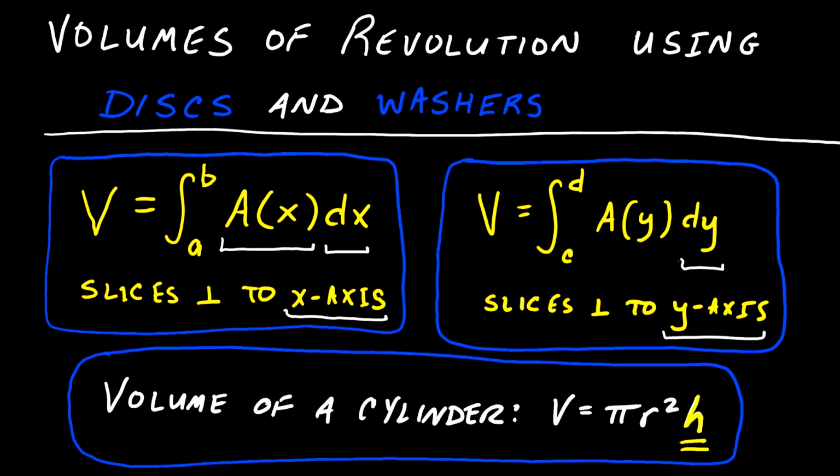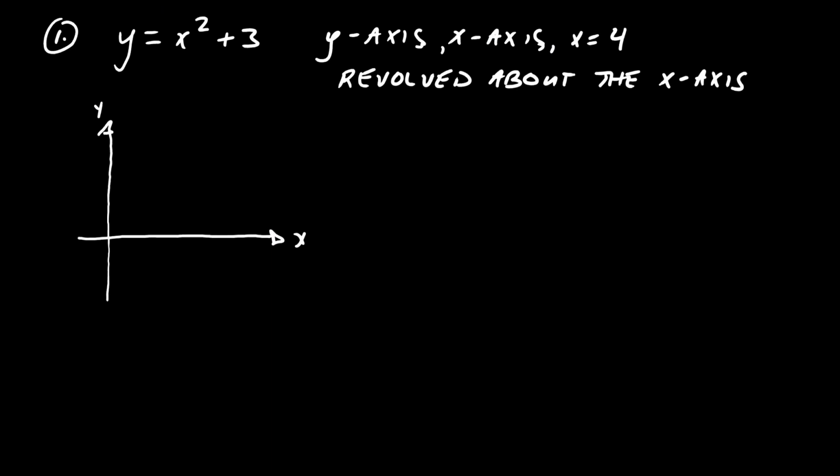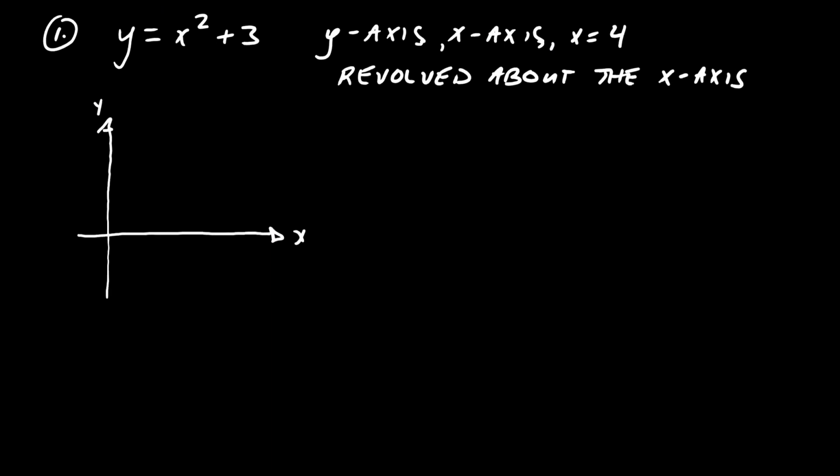of y also. The only other formula we need to look at is the general formula for the volume of a cylinder, which is volume equals pi r squared h. I've highlighted the h since really that's going to be our thickness, the dx or the dy that we'll be looking at. In our first example, we'll look at the area y equals x squared plus 3, the y-axis, the x-axis, and x equals 4, that bounded region, revolved about the x-axis.